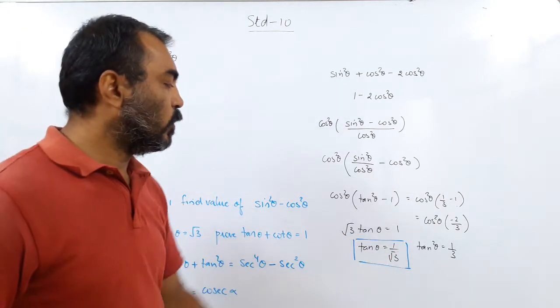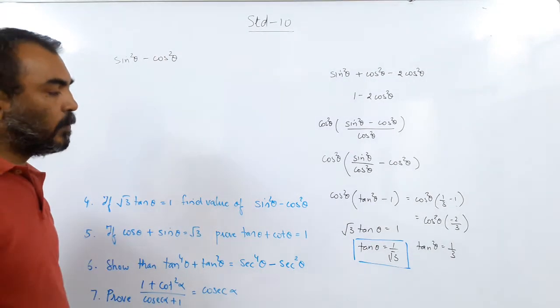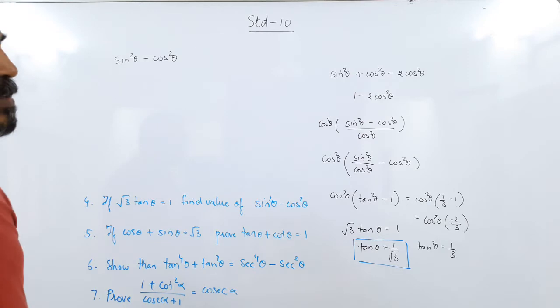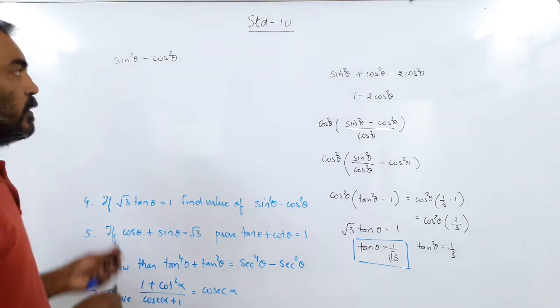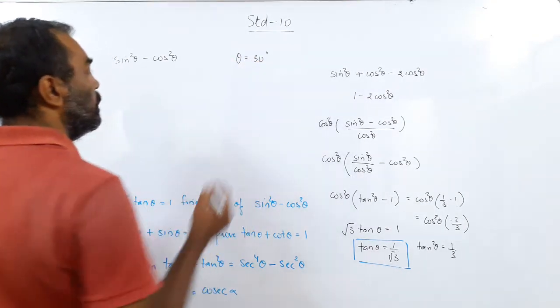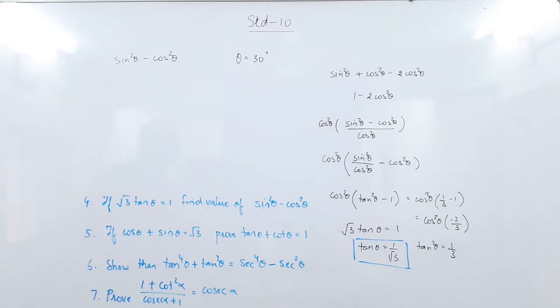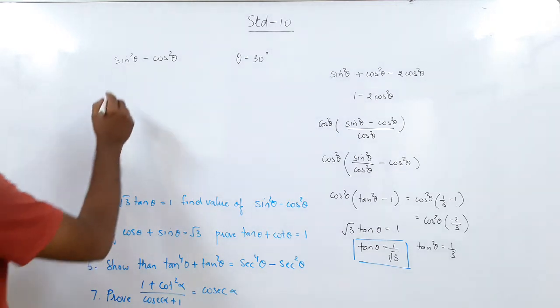Root 3 tan theta equal to 1, tan theta equal to 1 by root 3. Now if you look in your table, at which place is tan theta equal to 1 by root 3, can you tell me? Yes, from your table you will know for theta equal to 30 degree, tan theta equal to 1 upon root 3. So now we know theta.